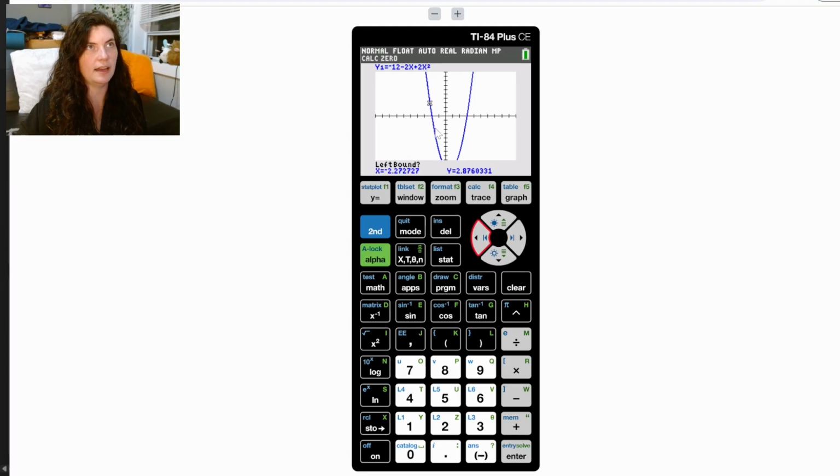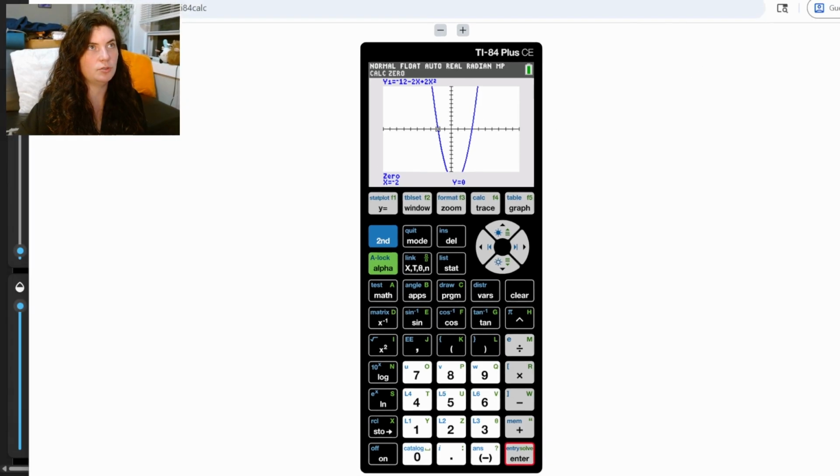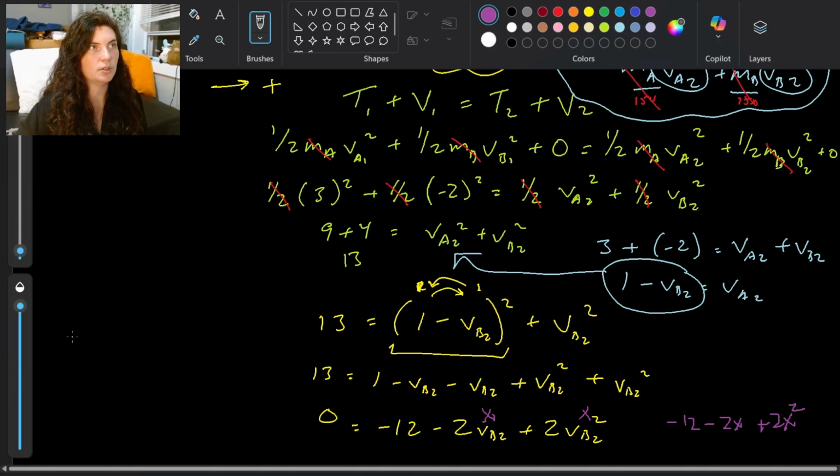So for this one, I can use my arrows, I can move my little dot around. So this is left of this 0, enter. Then I'm going to go to the right of the 0, enter, and then I'm just going to hit enter again, and it tells me that my 0 is at x equals -2. So I have one 0 at x equals -2. So I'm going to put that over here, -2, and again that x is really VB2.